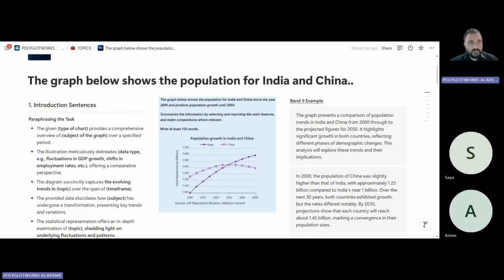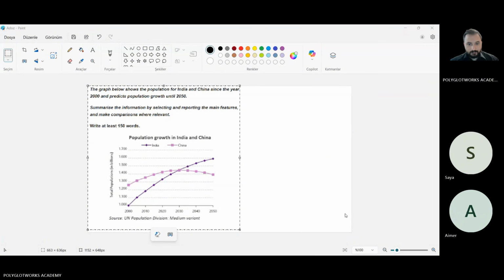Okay, let me change my. So you see Paint, right? Yes.